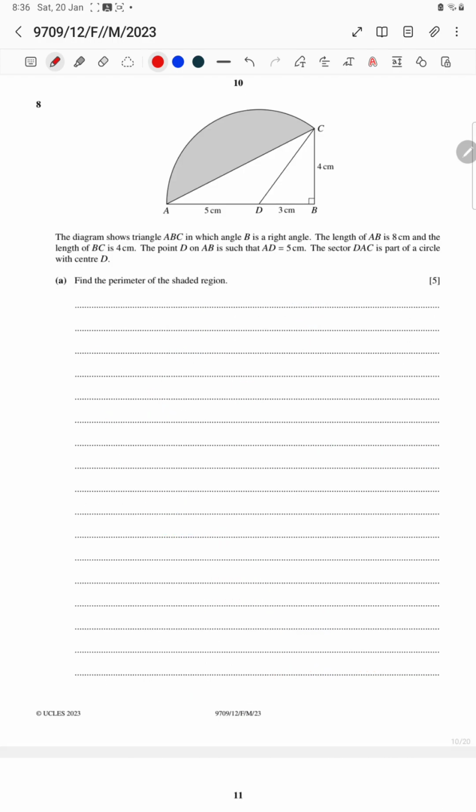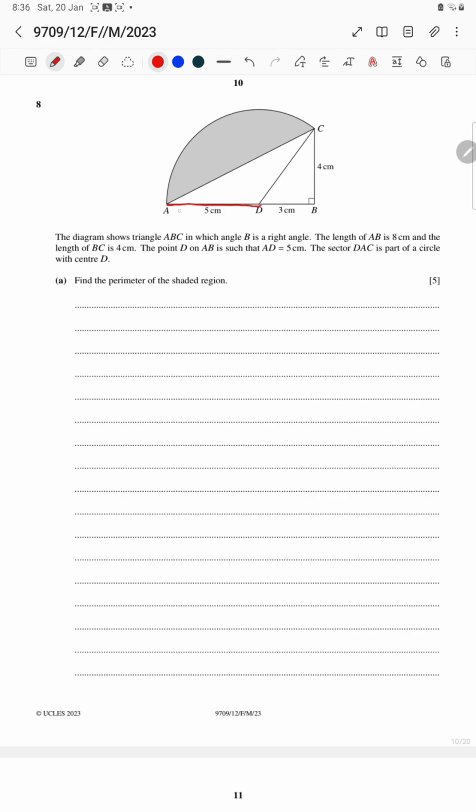So guys, this is question number 8 of the set paper, and this question is taken from circular measure. The given diagram shows the triangle ABC in which angle A is a right angle. The length of AB is 8 and the length of BC is 4 centimeters. The point D on AB is such that AD is 5 centimeters. The sector DA is part of a circle. It means DA is a part of a circle.